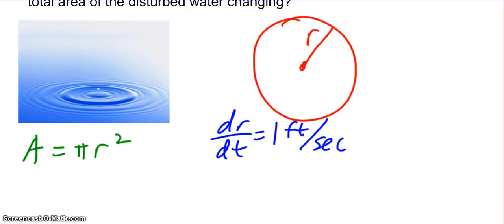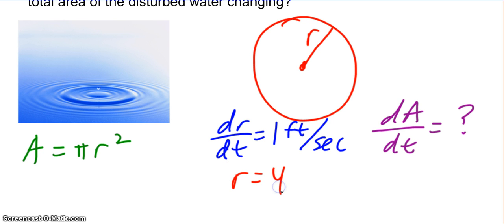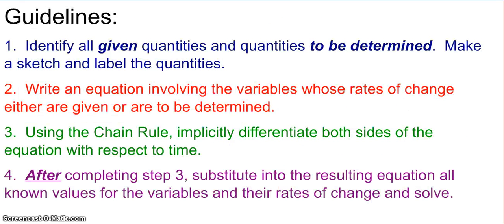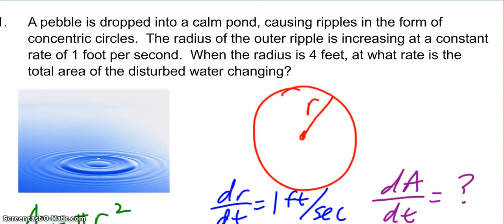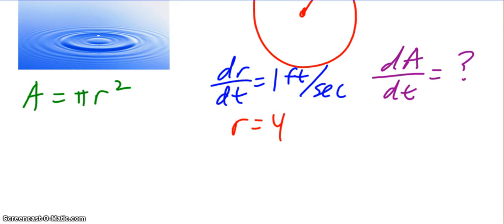When the radius is 4 feet, at what rate is the total area changing? So I'm trying to find dA dt, and I know r equals 4. Okay, so I identified the given quantities and the quantities to be determined. I drew a sketch. I wrote an equation involving the variables. Now I'm going to use the chain rule to do implicit differentiation. So take the derivative of both sides.